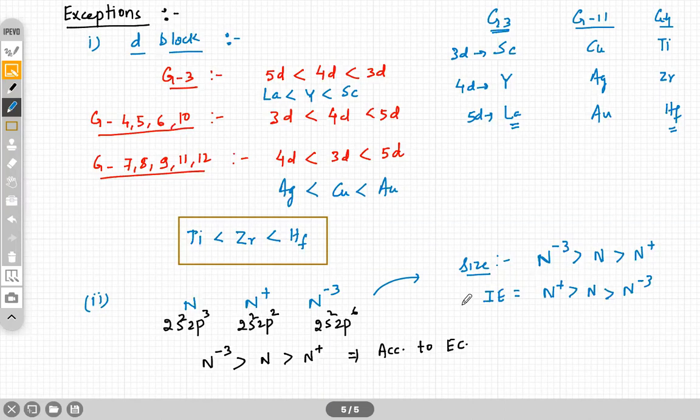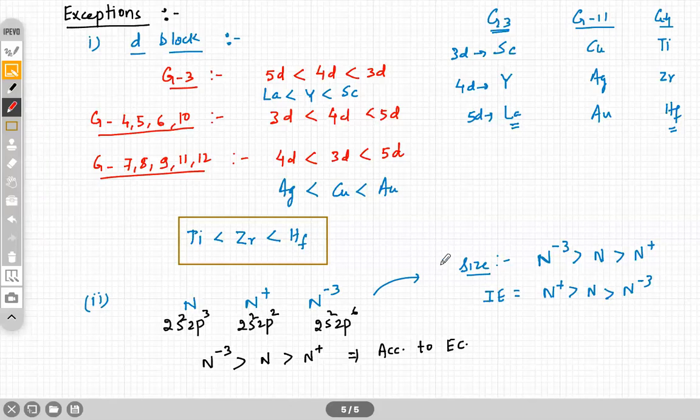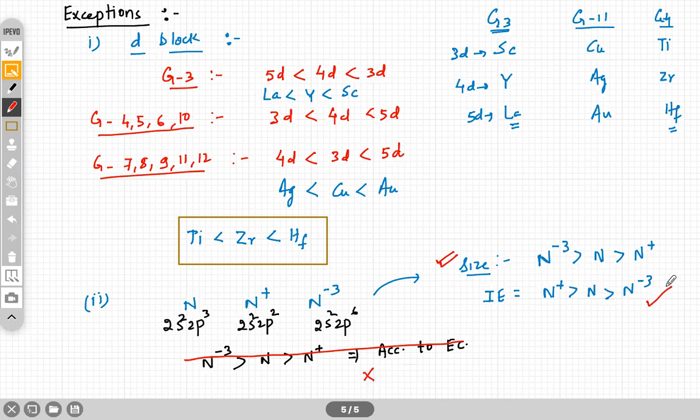So what is the rule here? The rule is when we have the same element or its ion, then we do not consider the electronic configuration, but we consider the size factor. Okay, this is the rule we have. So this one is wrong. This one is wrong. It is not correct. Ionization energy is this. Did you get my point? Tell me, any doubt?